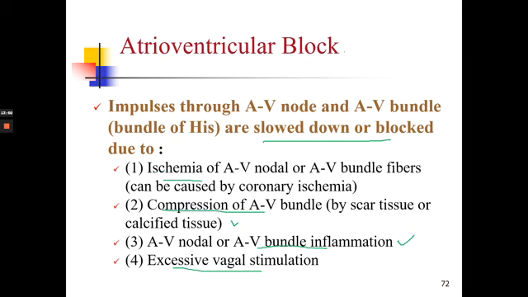So in these cases, the AV node is slowed down. If the AV node is slowed down, the first thing is a prolonged PR interval. The PR interval should be prolonged, more than 0.2 seconds. This is the first thing.